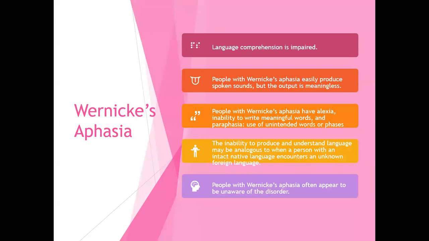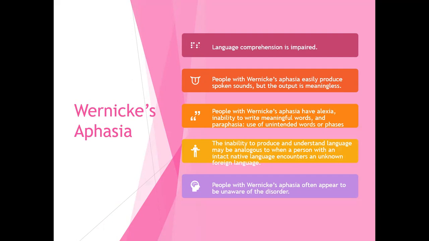Wernicke's aphasia, language comprehension is impaired. Remember, Wernicke's is comprehending it and sorting out the vocabulary and figuring out what it means. People with Wernicke's can easily produce spoken sounds, but the output is meaningless because they can't comprehend what's going on. So their Broca's area is still working. They can speak pretty easily. Sometimes it's called fluent aphasia because you can speak fluently, but you're not really saying anything.